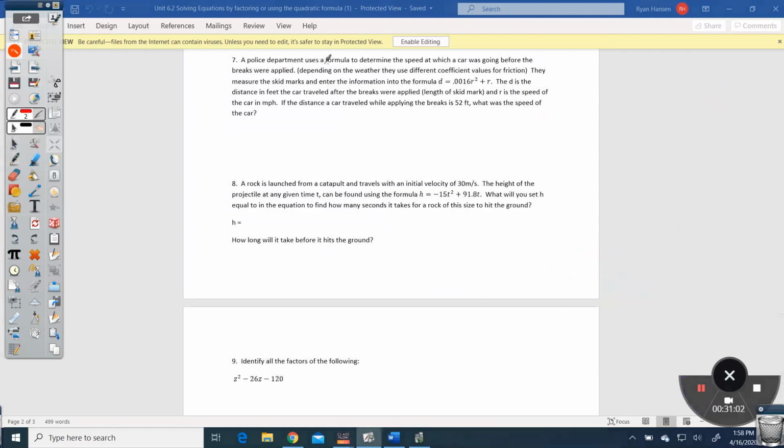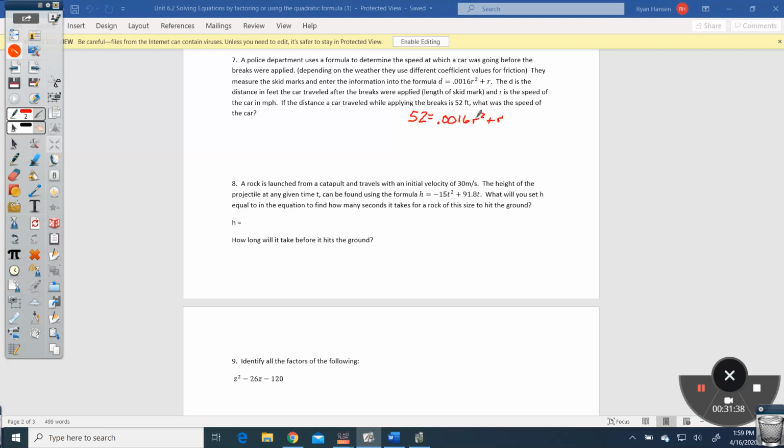Okay, so the police department uses a formula to determine the speed at which a car was going before the brakes were applied. Depending on the weather, they use different coefficient values for friction. They measure the skid marks and enter the information into the formula d equals 0.0016 r squared plus r. The d is the distance in feet the car traveled after the brakes were applied, which is the length of the skid mark, and r is the speed of the car in miles per hour. If the distance a car traveled while applying the brakes is 52 feet, so that's the d, so I replaced the d with 52. What was the speed? So we're trying to calculate r.